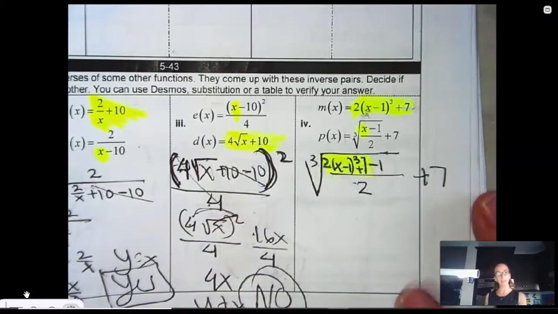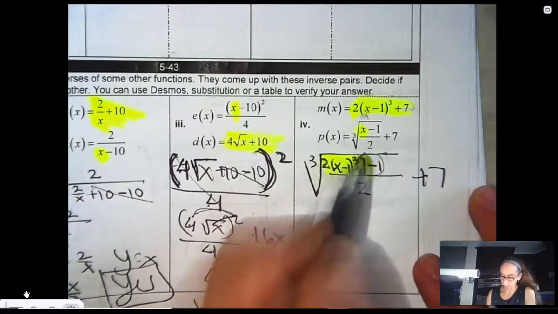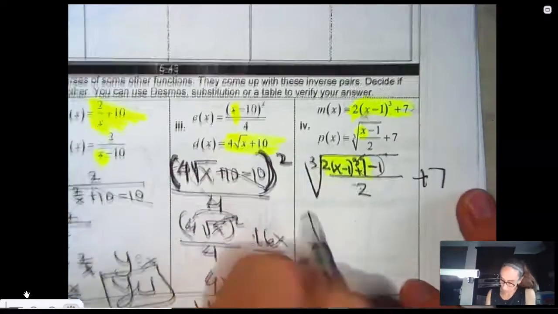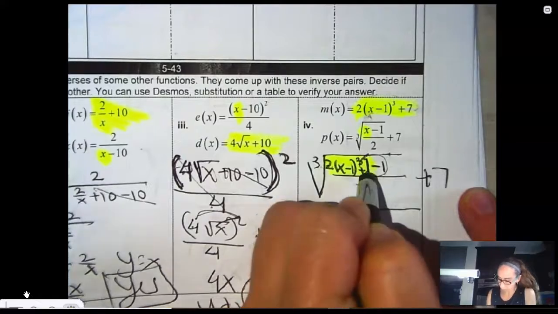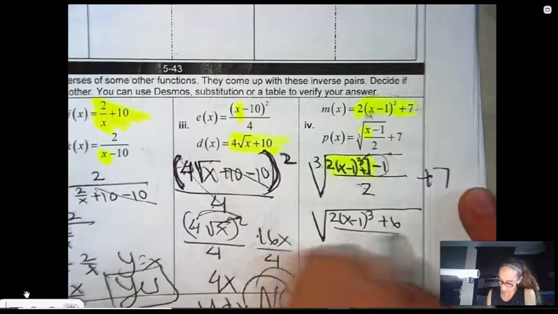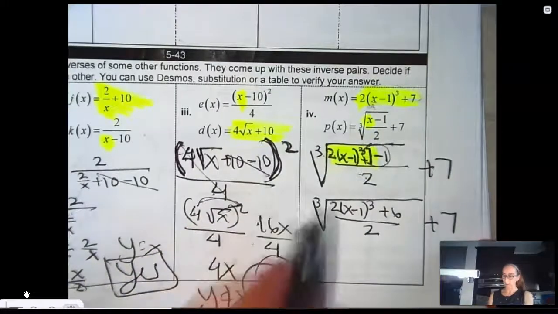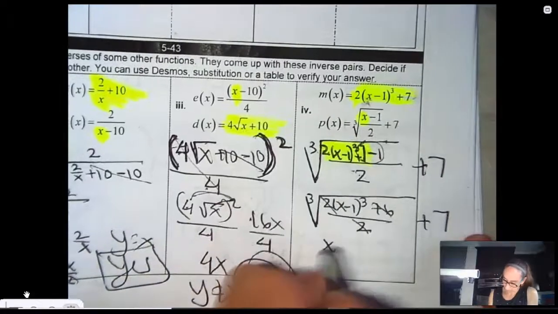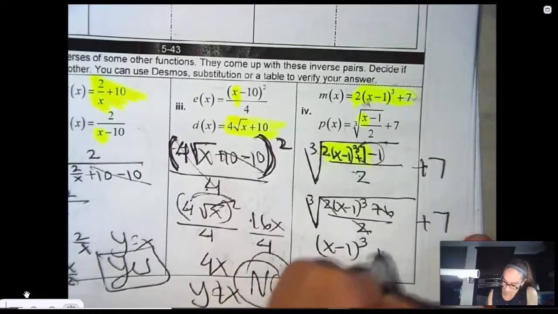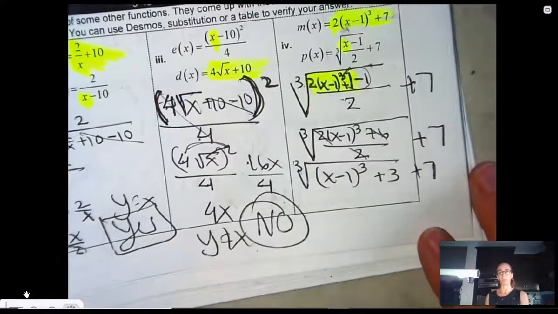No, you can't, because this 2 goes into this 2, but what about this? That didn't get counted. So that would be the cube root of 2x minus 1 cubed plus 7 minus 1, so plus 6 over 2, then plus 7. This is going to be a good workout. Now, each one of these divide by 2, so I can go x minus 1 cubed plus 3 cube root plus 7.